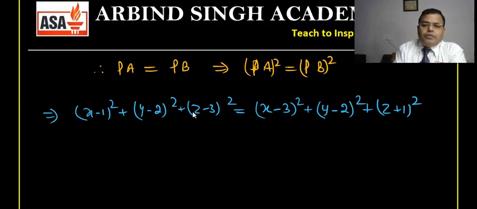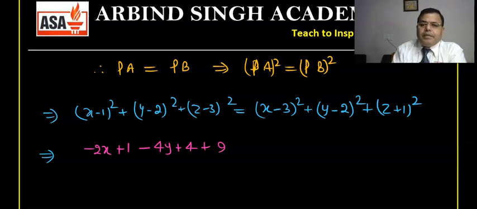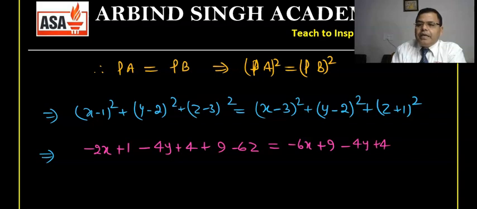Now solving these two, x square, y square, z square will cancel out. And what will happen here? Minus 2x plus 1. Here minus 4y plus 4. Here minus 6z plus 9. Plus 9 minus 6z, isn't it? So this will be left here. Here minus 6x plus 9 will be left. Here minus 4y plus 4 will be left, and here 2z plus 1 will be left.